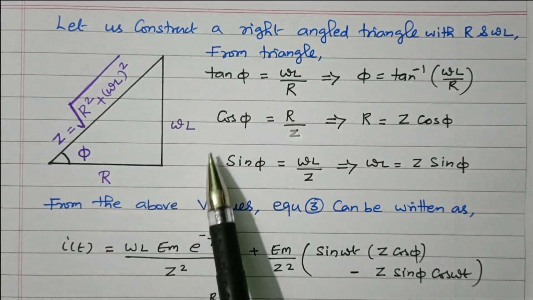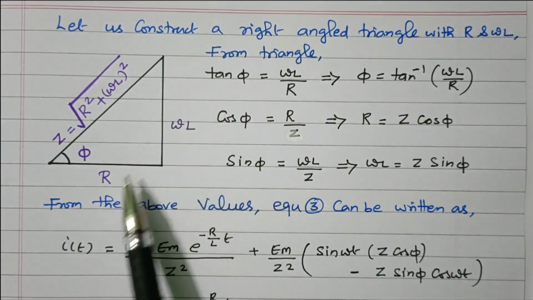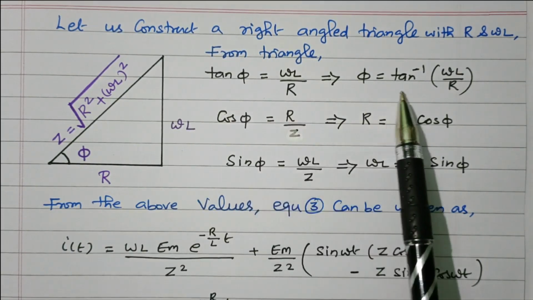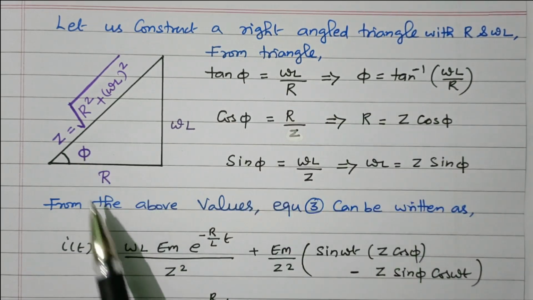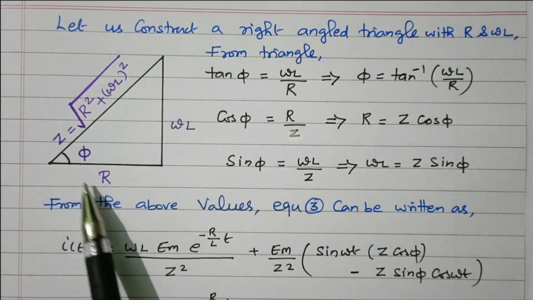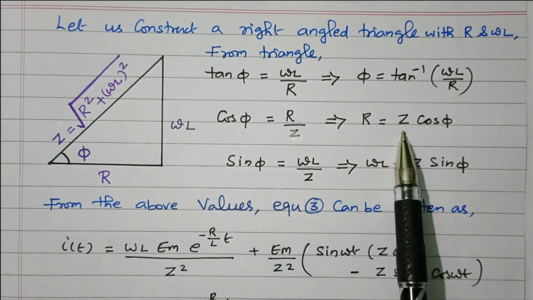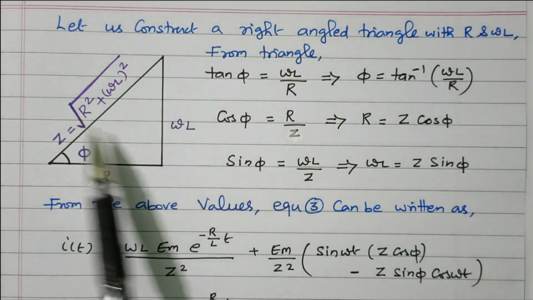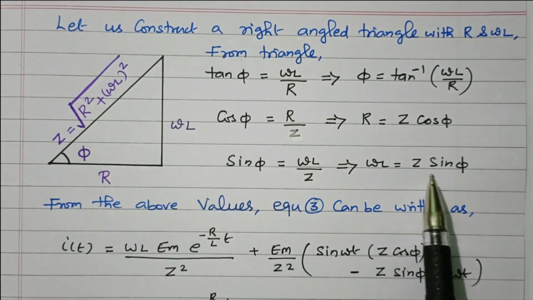So from this triangle we can find tan theta. Tan theta equal to opposite side by adjacent side, omega L divided by R. From that, phi is equal to tan inverse of omega L by R, so we can find the angle value. Similarly, cos phi equal to adjacent side by hypotenuse, R divided by Z. Cross multiply, so R equal to Z cos phi. Similarly, sin phi equal to opposite side by hypotenuse, omega L divided by Z. Cross multiply, omega L equal to Z sin phi.